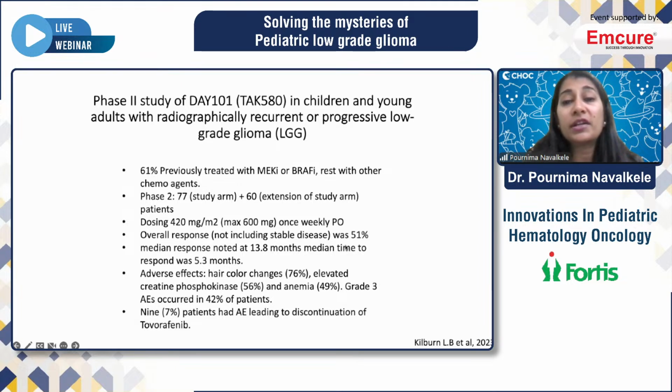And the overall response rate was 51%, which was noted around 13.8 months. And the time to respond for tovorafenib was 5.3 months. The adverse effects which were noted were hair color change in many patients, elevated CPK, which was not clinically significant, and anemia in 50% of patients. There were grade 3 adverse events, which were also noted in up to 42% of patients, and there were 9 patients, or 7%, who had an adverse event where the tovorafenib was stopped.